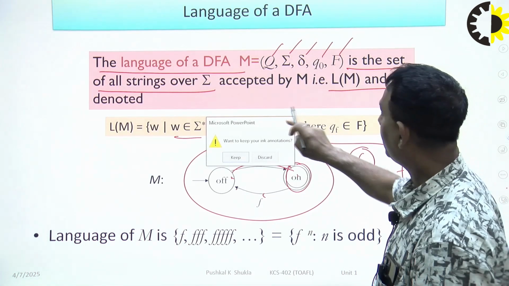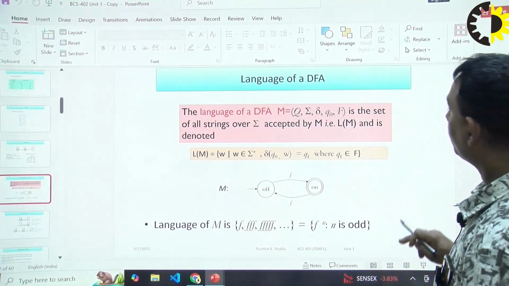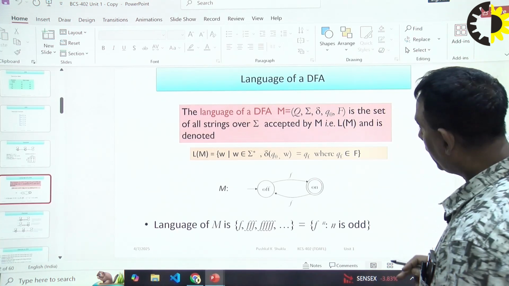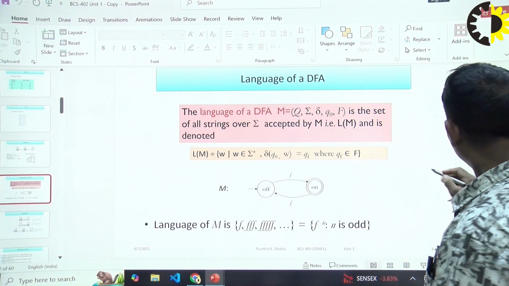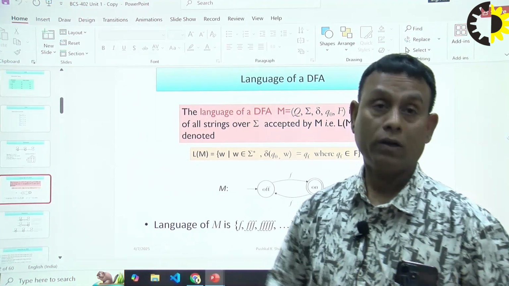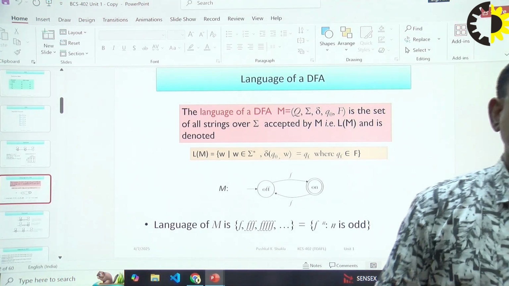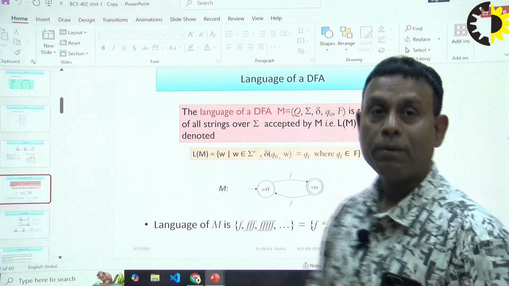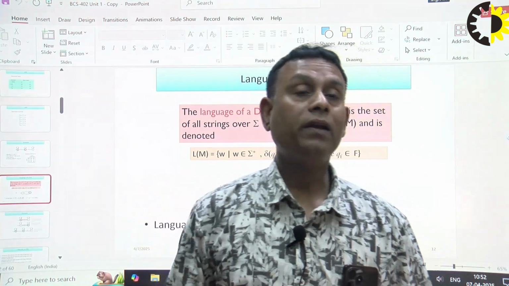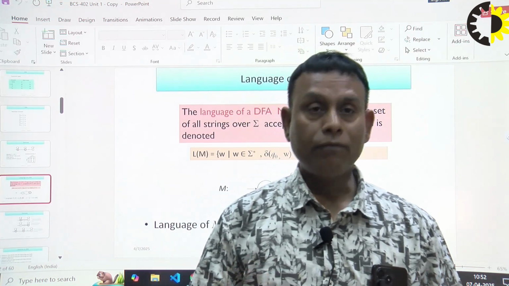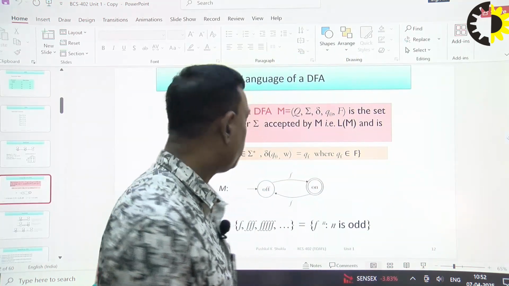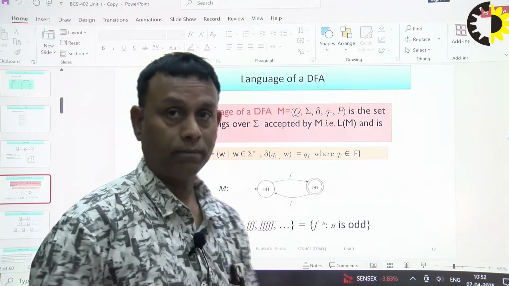So we can write here L equal to {F^n | n is odd}, because this machine can accept the strings F, three times F, five times F, then seven times F, and so on. So this type of language is accepted by this DFA. Thank you.